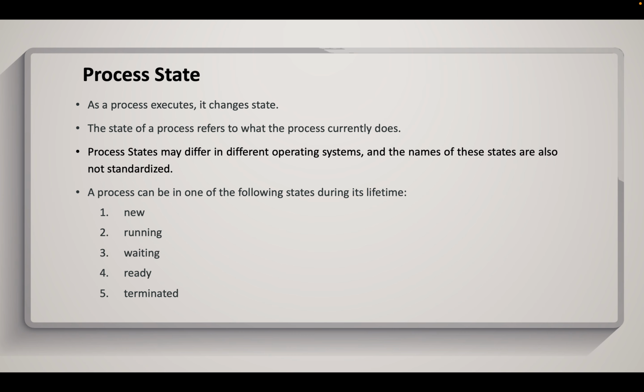What is a process state? The condition of a process at a particular time is called a process state. When a process executes, it changes from one state to another. Process states may differ in different operating systems, and the names of the states are also not standardized. A process can be in any of the following states during its lifetime: running, new, waiting, ready, or terminated.